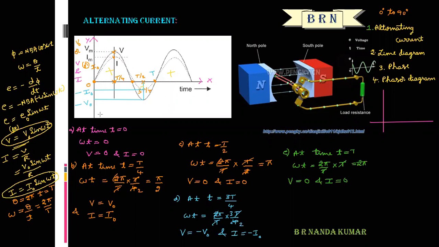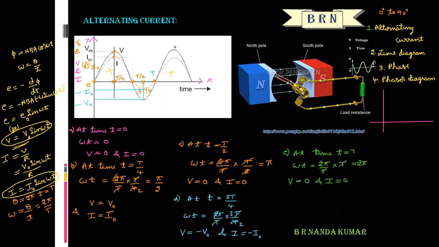Now here, look at these two equations. V is equal to V naught sine omega t. I is equal to I naught sine omega t. So comparing these two equations, what is the phase difference between current and voltage? Actually here, there is no phase difference between current and voltage. That means current and voltage are in phase.